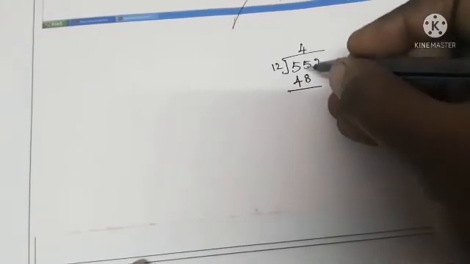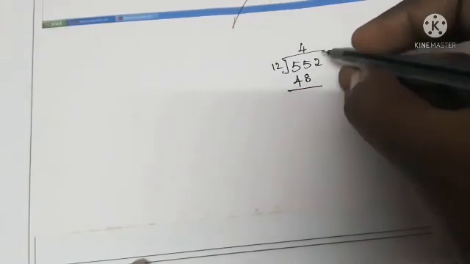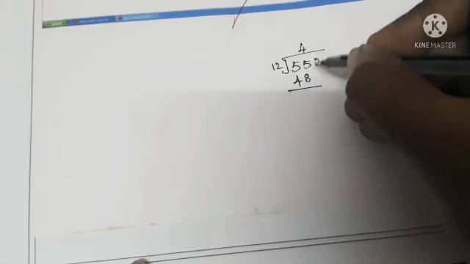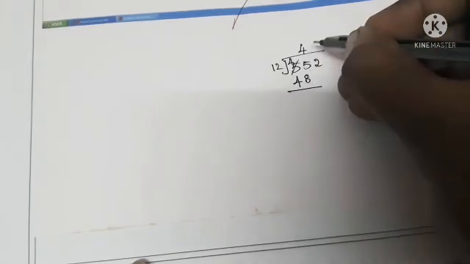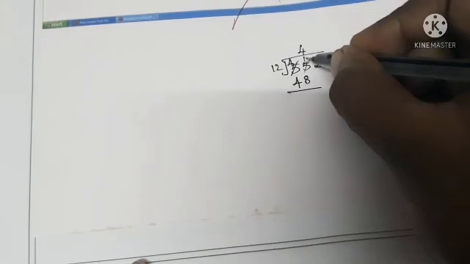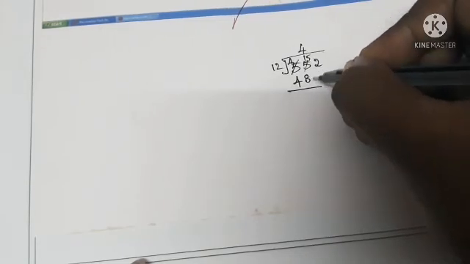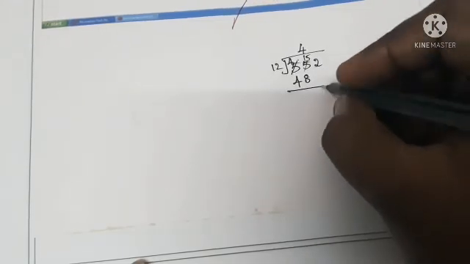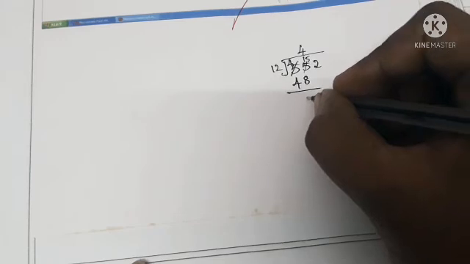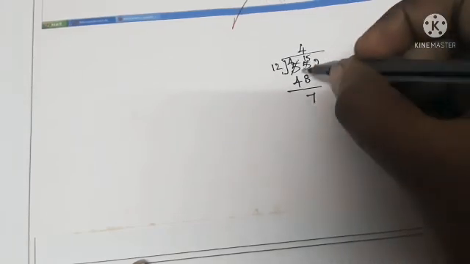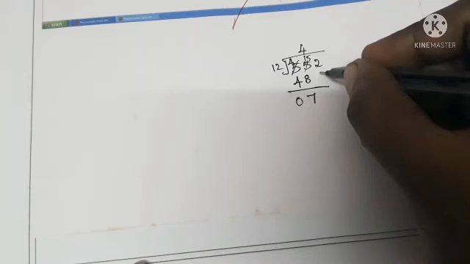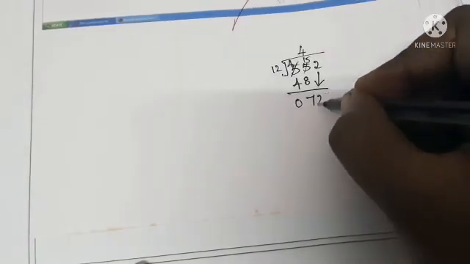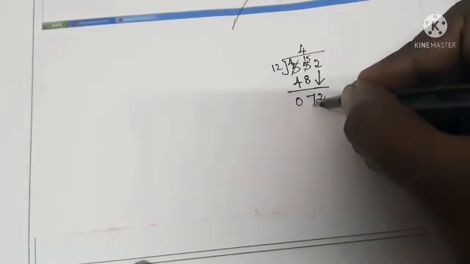Now we subtract 55 minus 48. First we subtract 5 minus 8. It's not possible, so we borrow from the next one. It becomes 4, and this 5 becomes 15. Now 15 minus 8 is 7. Next, 4 minus 4 is 0. Next we bring down the ones place value, which is 2. So in total we have 72.